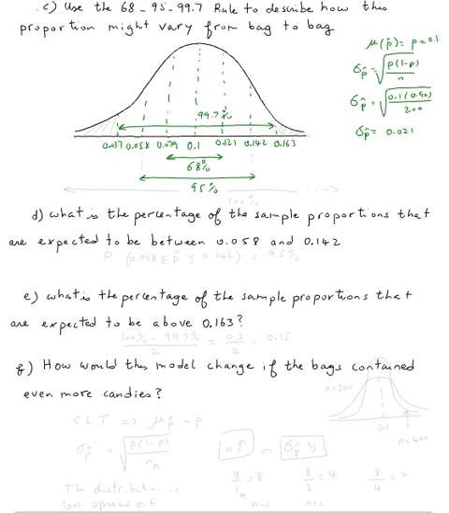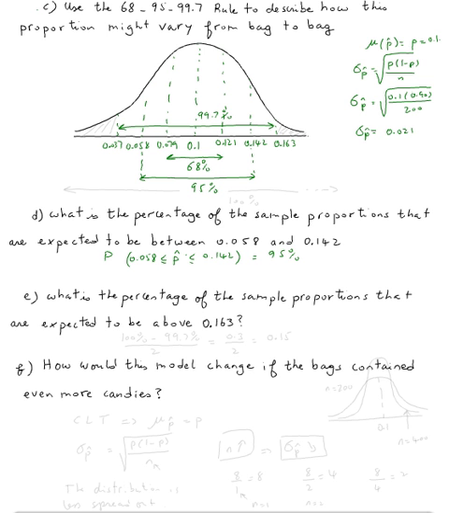What is the percentage of the sample proportions that are expected to be between 0.058 and 0.142? So actually, see, this is it. So actually 95%, right? Just looking at the graph, the answer will be, let me write it nicely, the probability of p hat to be between 0.058 and 0.142 is just 95%, just by looking at the graph.